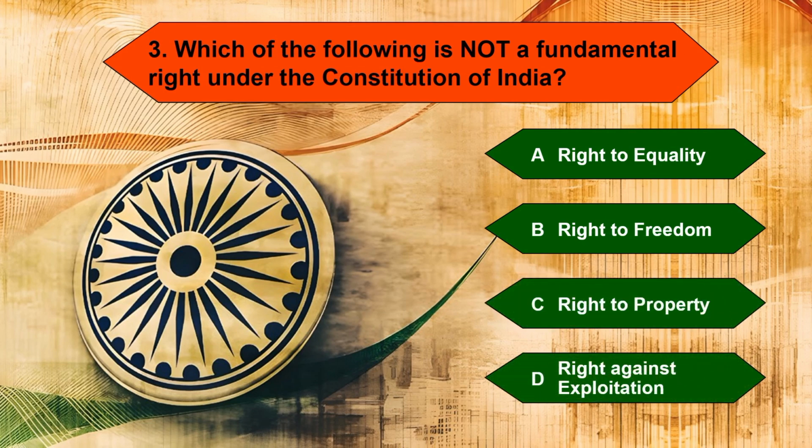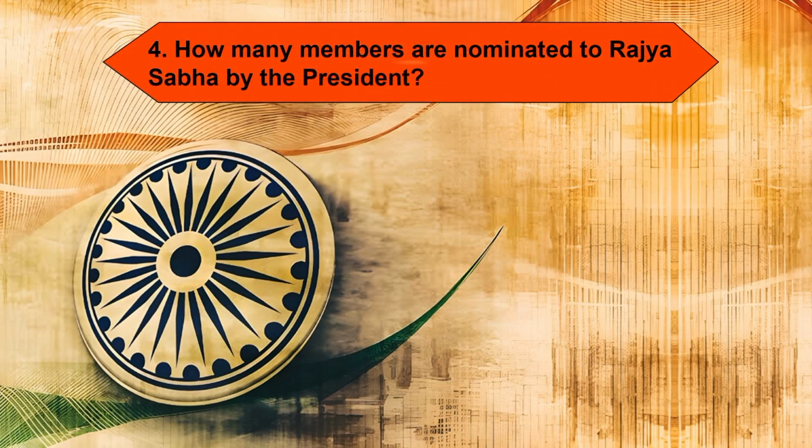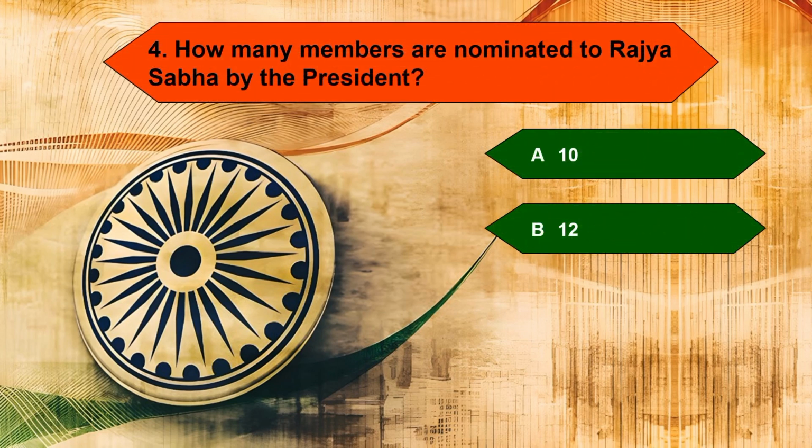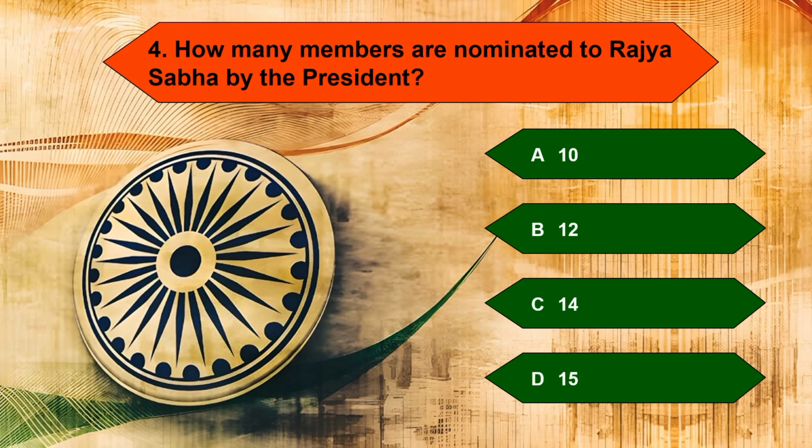Third, which of the following is not a fundamental right under the Constitution of India? A. Right to equality. B. Right to freedom. C. Right to property. D. Right against exploitation. C. Right to property.